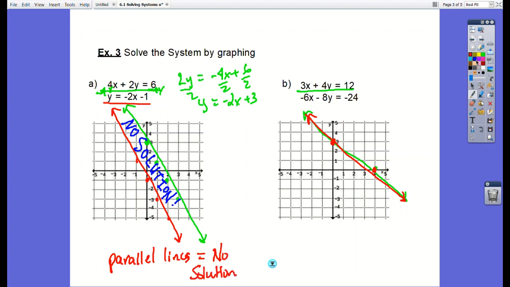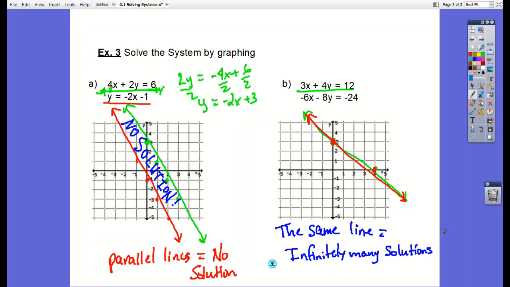And then in this case, we have the same line, and we're going to call this infinitely many. Because there's an infinite number of ordered pairs, but you can't say all real numbers, because all real numbers is referring to one number at a time, right? Like 5 or 7 or pi or whatever it is. We're talking about ordered pairs, so we're going to say there are infinitely many solutions, and it's just every ordered pair that is on this line.